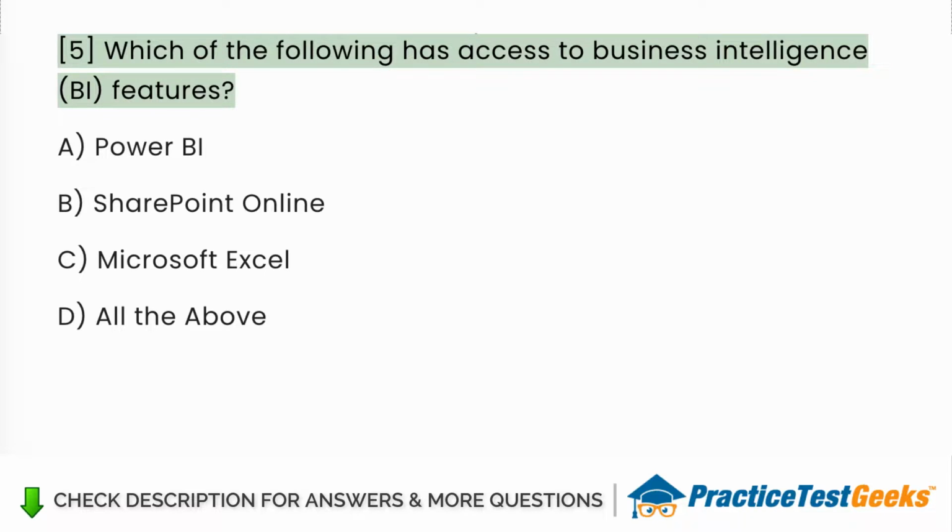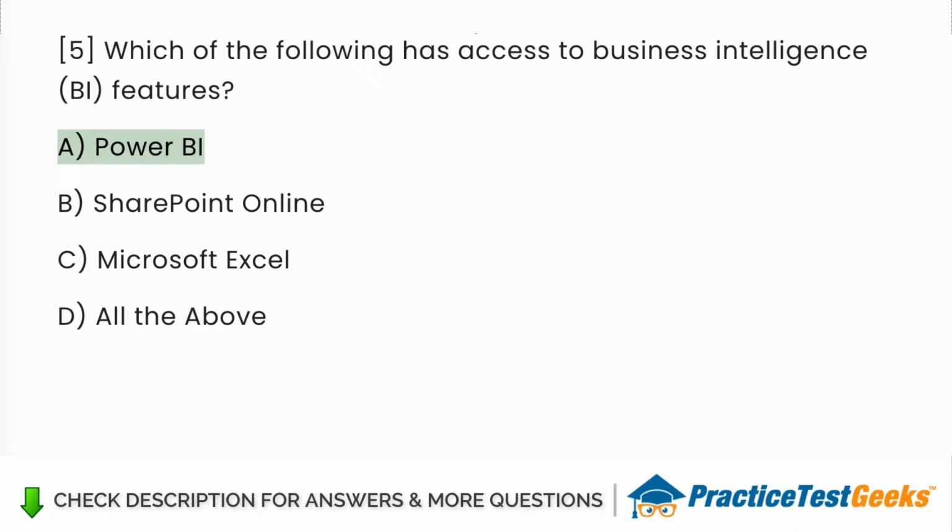Which of the following has access to business intelligence features? A. Power BI. B. SharePoint Online. C. Microsoft Excel. D. All the above.